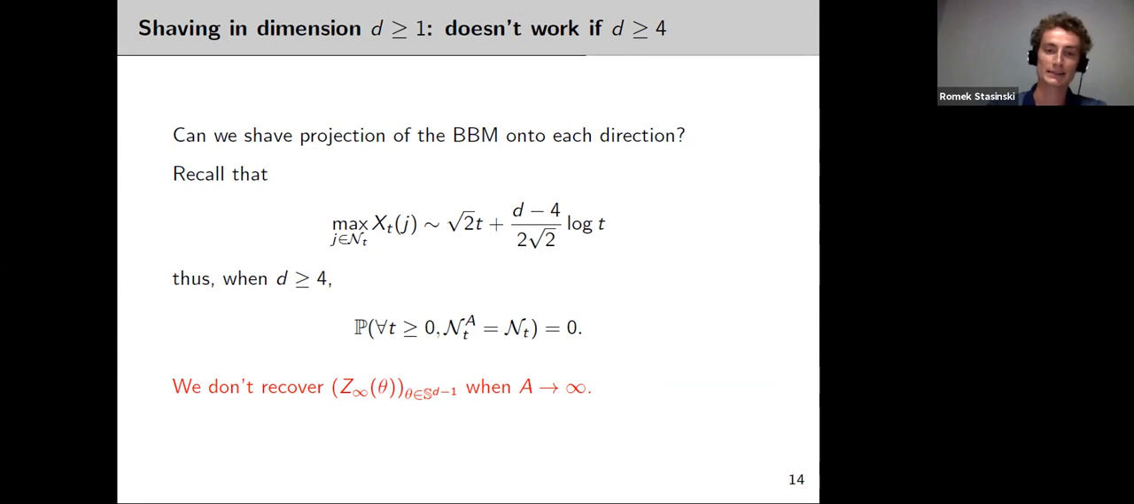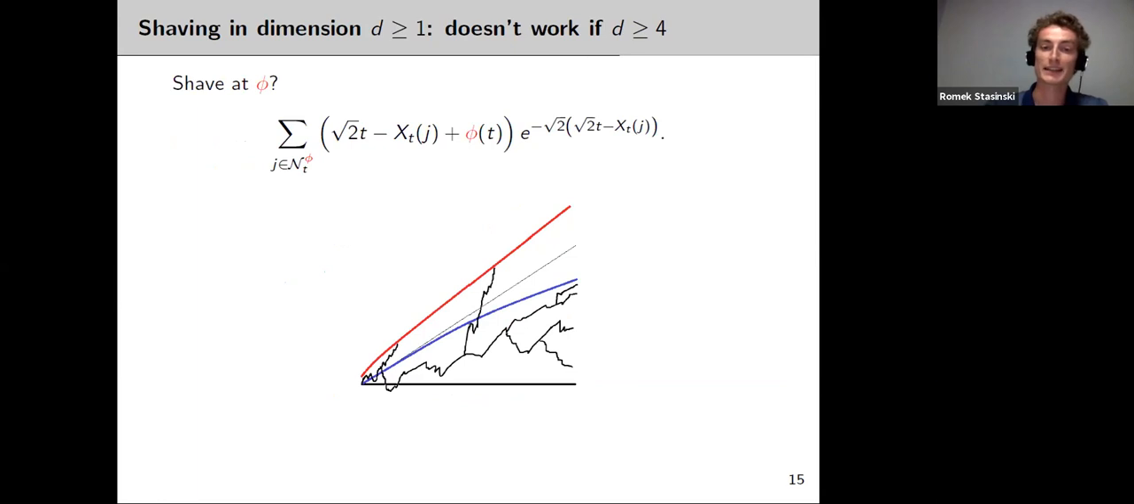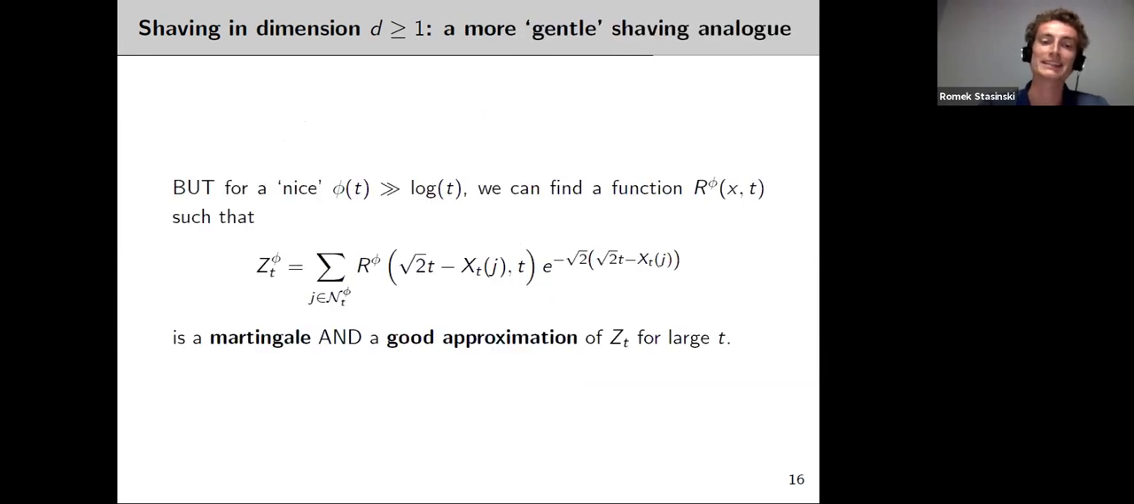So what could we do now? Well, the next idea is to maybe use an increasing barrier. So let's take phi that grows fast enough and just replace A in the previous definitions by phi. So now we kill particles as soon as they reach the line square root of t plus phi. And well, it looks great, but the problem is that an object defined as we did on top is not a martingale. So it's not easy to work with. But it still seems to be a good idea.